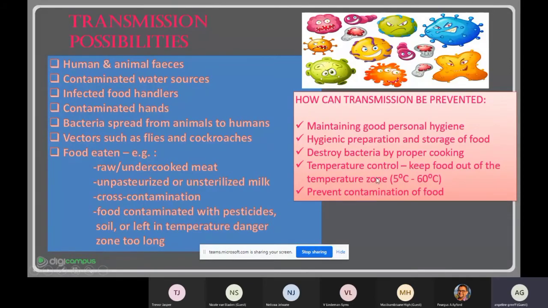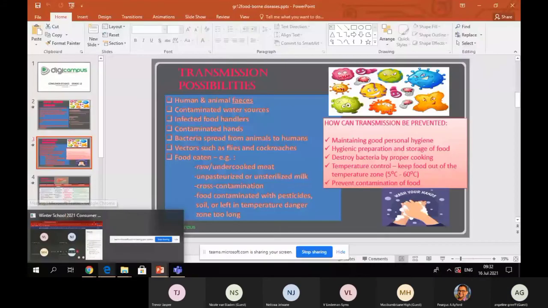keep food out of the danger temperature zone, it should say 5 degrees to 60 degrees, if you remember that, and then prevent contamination of food, right? So that is important, and then of course very important is to wash your hands as we see. So let me quickly just get back to your set of notes there.